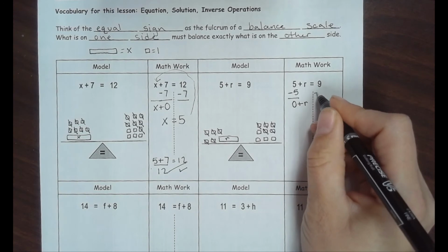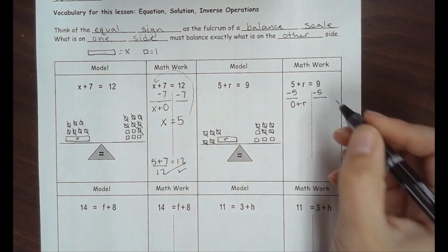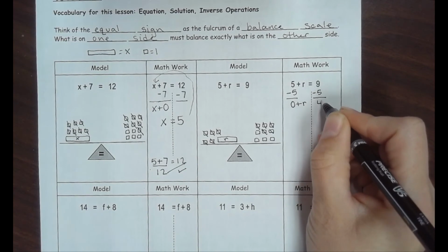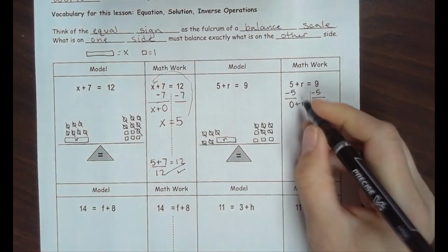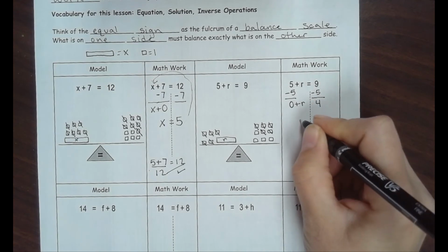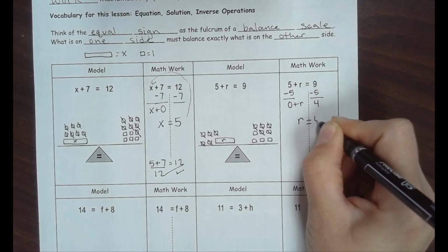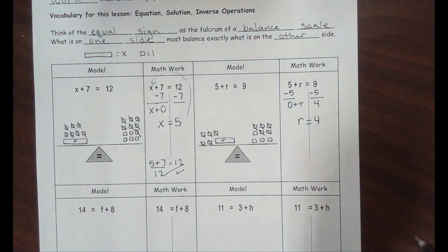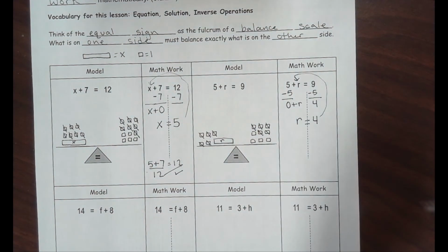Now over here we took away 5 blocks. How many are you left with on this side? 9 subtract 5 equals 4. And you can see that here from the 4 blocks that are remaining. So what we're saying, 0 plus r is the same as just r. So r equals 4.